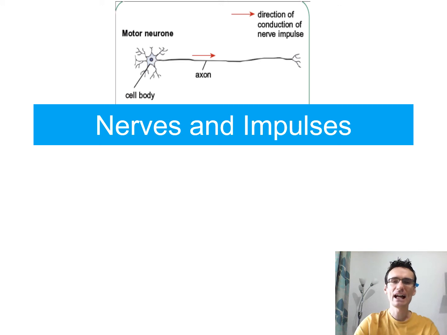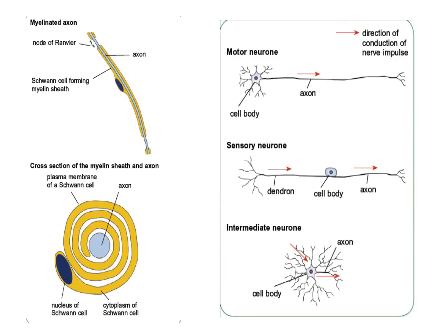Today we're going to be looking at nerves and nerve impulses, and this is quite an important area, quite a common bigger question that you might get at A level for either AQA or OCR. So here we have first of all the structure of a neuron.